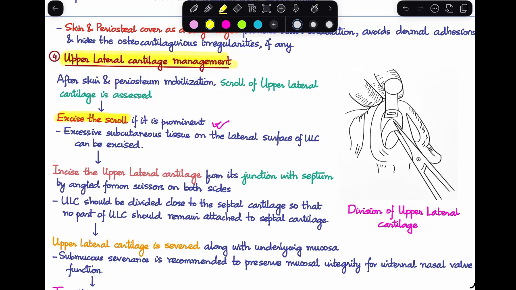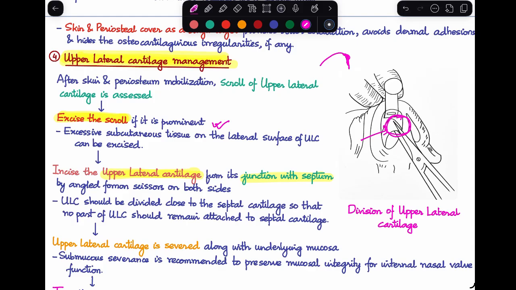Then we are going to incise the upper lateral cartilage from its junction with the septum. So the upper lateral cartilage goes like here, and in the middle is the septum, and the junction at which it gets attached over there, we will be incising with the help of an angled Fomon scissors on both the sides. The upper lateral cartilage should be divided very close to the septal cartilage, as you can see in the image over here, so that no part of the upper lateral cartilage remains attached to the septal cartilage.